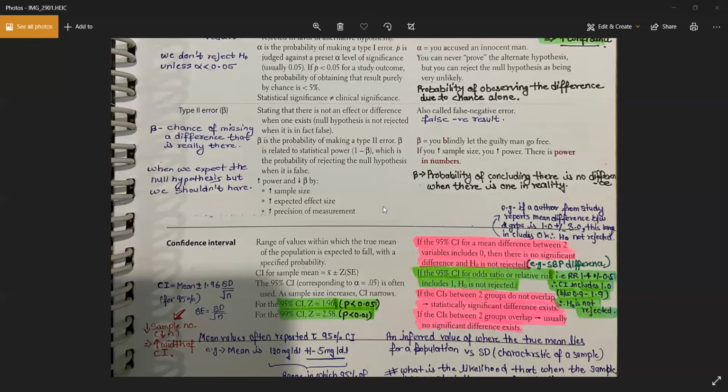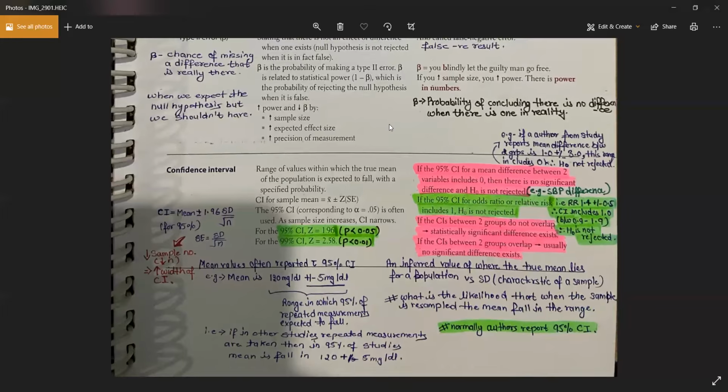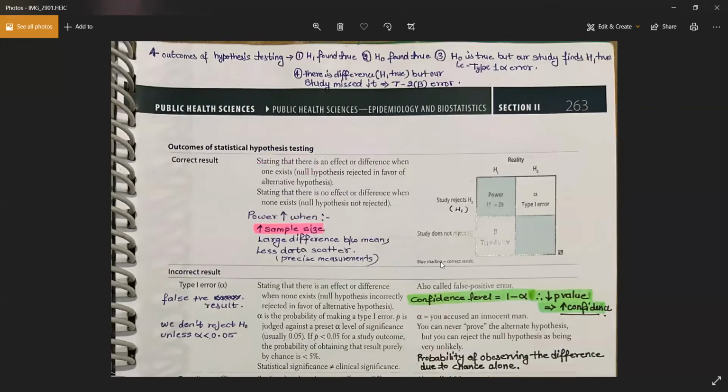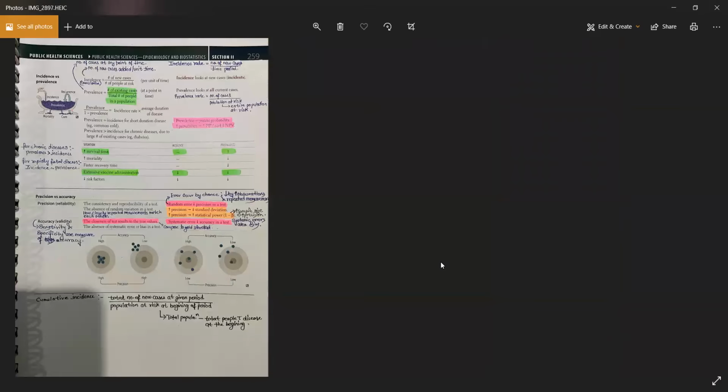Thank you. Okay. So yeah, I think that's all about a confidence interval. One more thing I want to ask you.